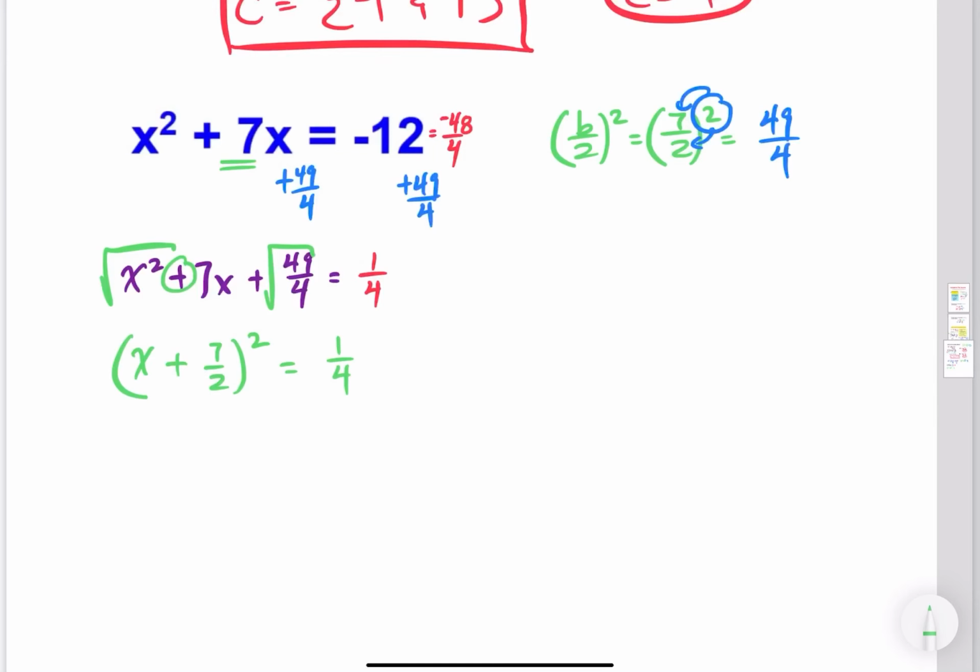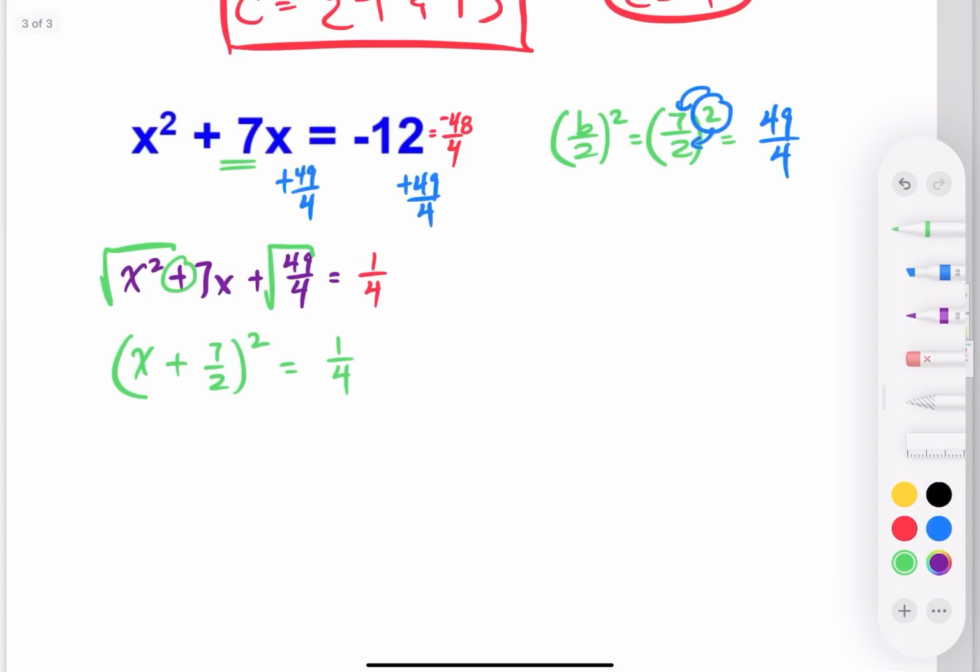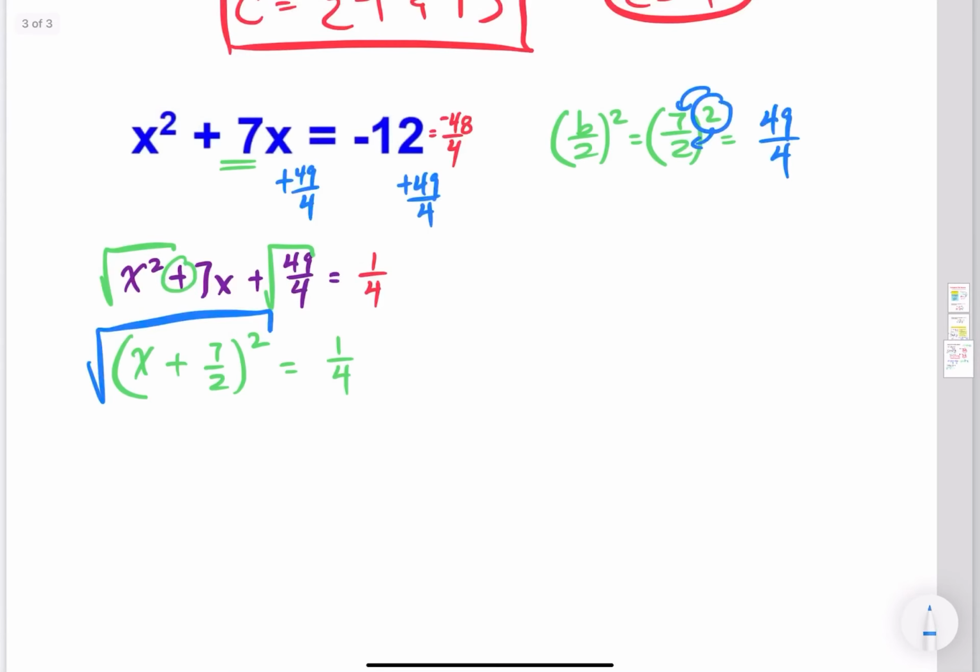Okay, so now what we need to do is get rid of that square. To get rid of that square, we're going to square root both sides. That way the square and the square roots cancel each other out, leaving us with x plus 7 over 2 is equal to plus or minus. Remember, anytime we do a square root, we have that plus or minus. We square root the numerator, which is 1, and the denominator, which is 2. So the square root of 1 is 1, and the square root of 4 is 2.